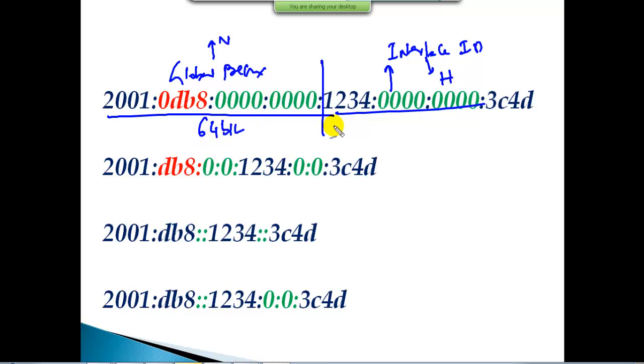Now by default it is 64 bits, but it's not mandatory that you should use 64 bits. Just like we have a default subnet mask, here also we have something called a default prefix value, which will always be 64 bits, but it's up to you. We can even change that.